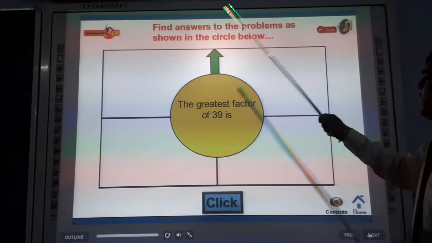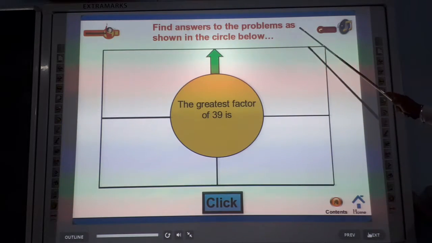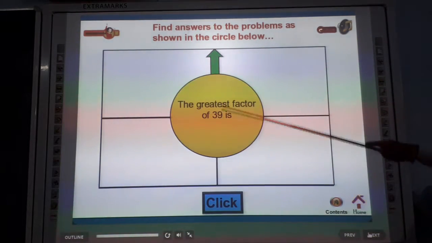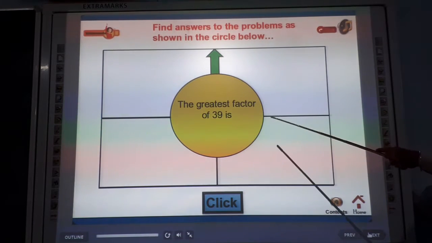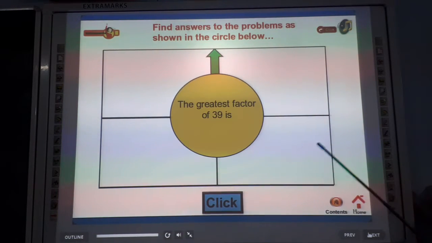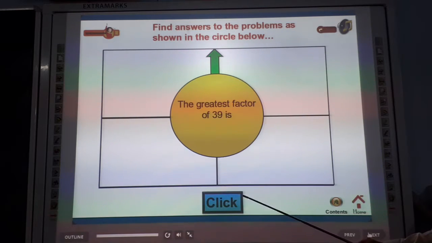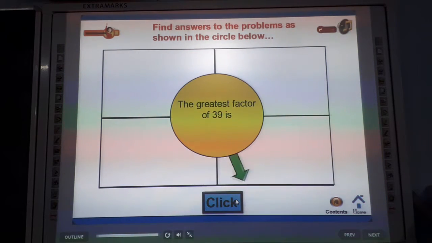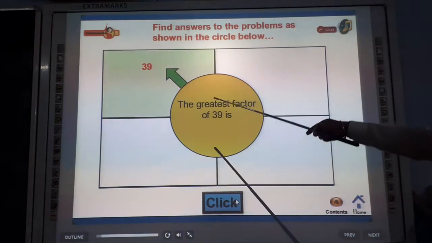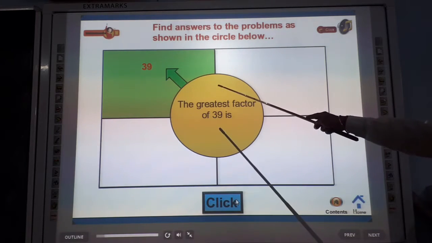Look at this, show the diagram. Find answers to the problems as shown in the circle below. The greatest factor of 39 is 39.